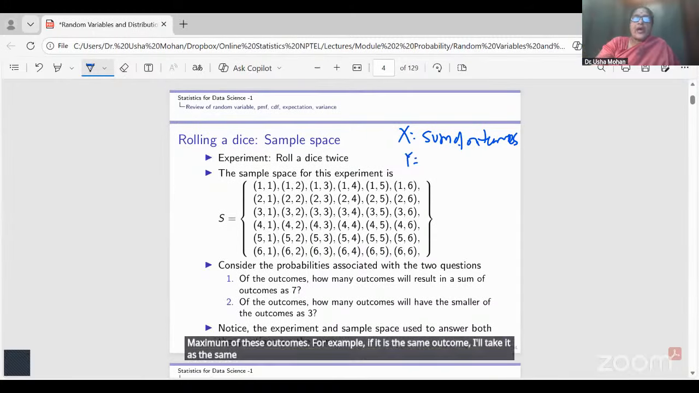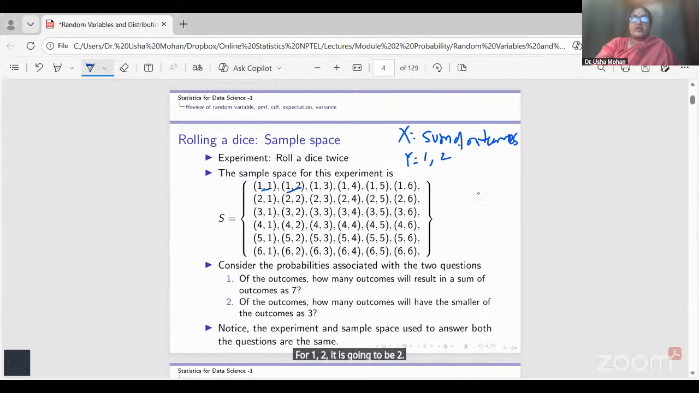So what is y for 1, 1? It would be just 1. For 1, 2, it is going to be 2. 1, 3, it would be 3. 1, 6, it would be 6. Just as I define maximum of outcomes, I can also define the minimum of outcome.